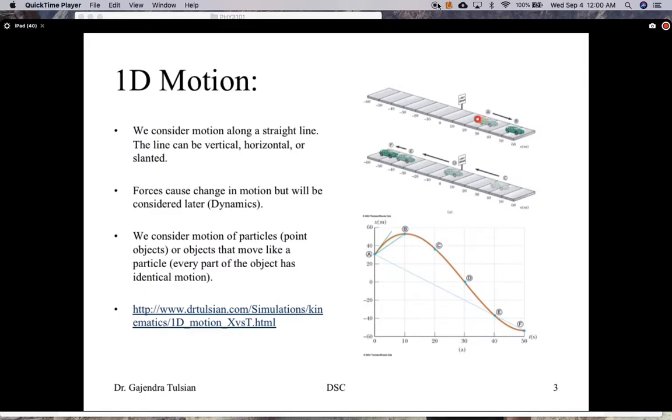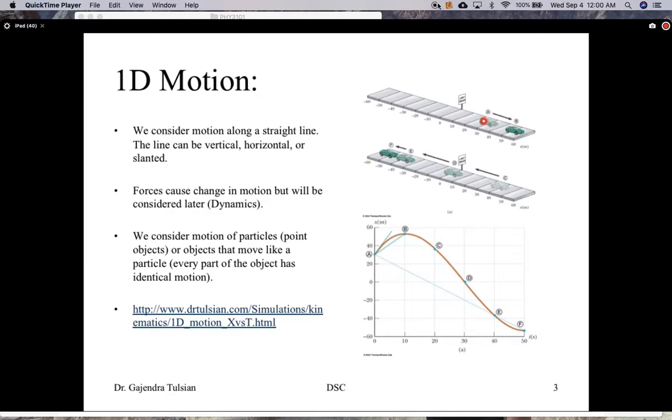Here's an object, and it'll be constrained to move along a straight line. Ultimately, we'll be interested in motion in 3 dimensions, but it turns out that motion along each axis is independent of the motion along an orthogonal axis. So we will look at the motion of this object now.